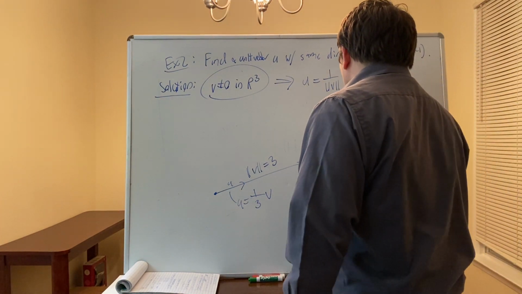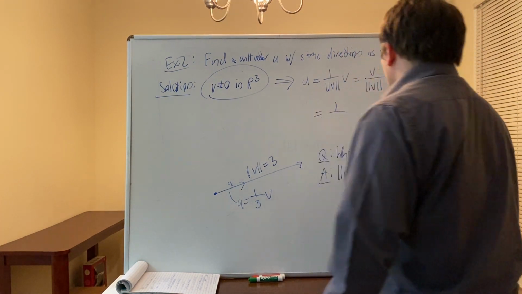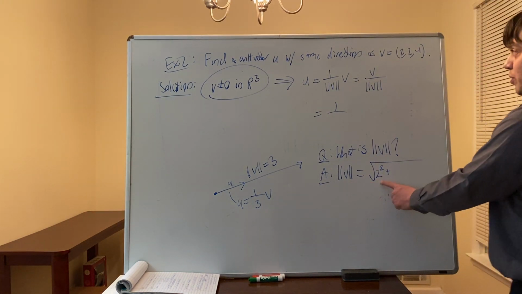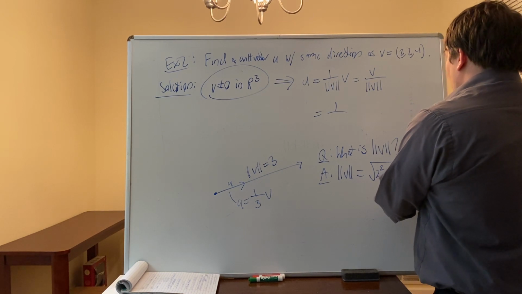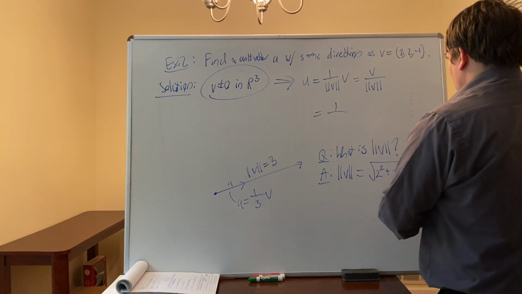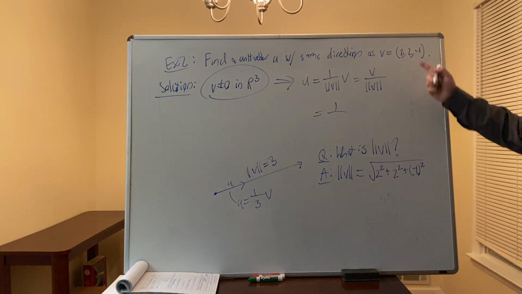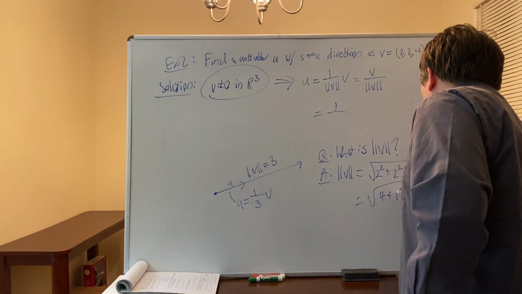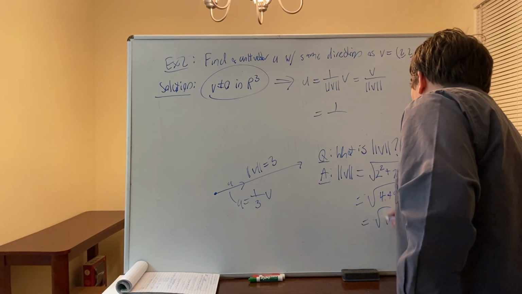So the answer to that is the norm of V, by definition, is the square root of the sum of the squares of its components. So the norm of V is equal to the square root of 2 squared plus 2 squared plus negative 1 squared, the square root of that sum. And so this is equal to the square root of 4 plus 4 plus 1. That's equal to the square root of 9, which is 3.